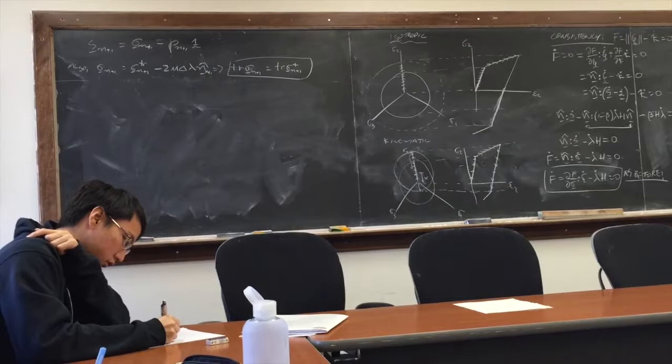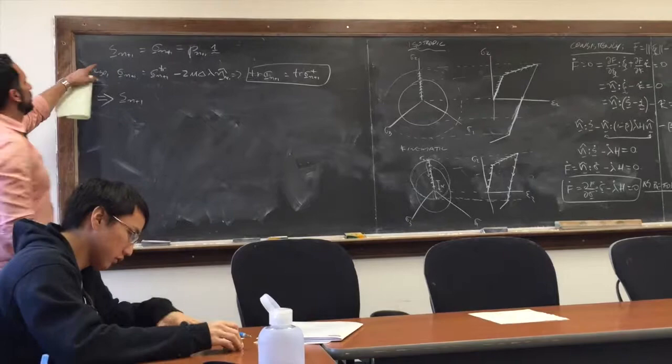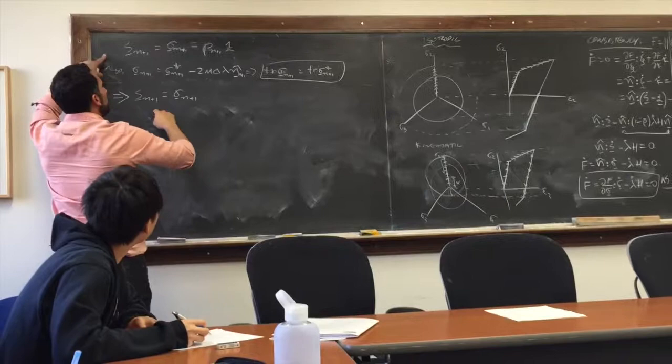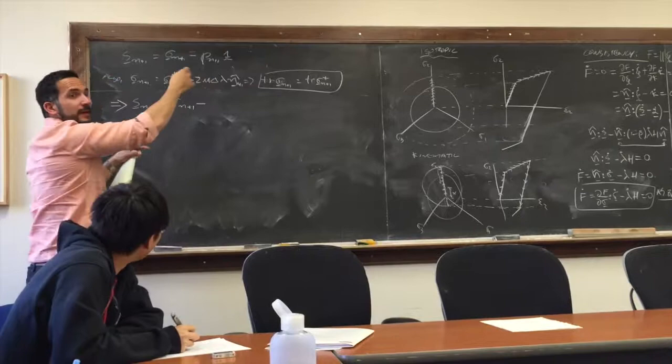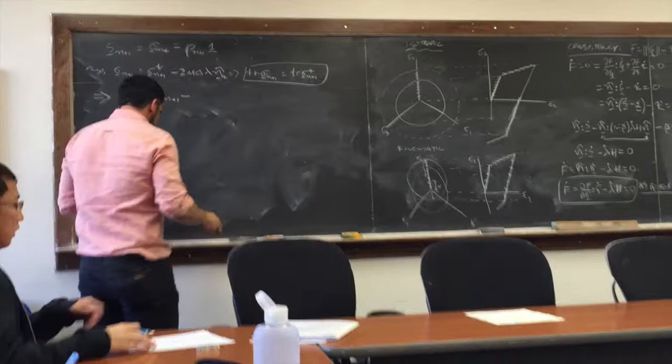That implies that S at n plus 1 trial equals sigma at n plus 1, or for now let's just write this, minus P. I can replace this with the trial, or vice versa. They're the same thing, because this is one third the trace of that. So I'm just going to write it as this.